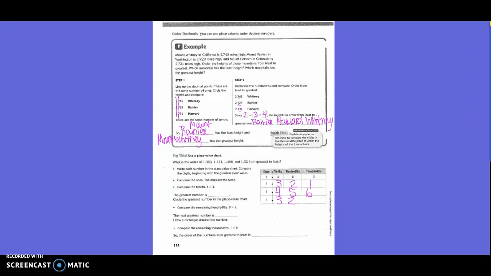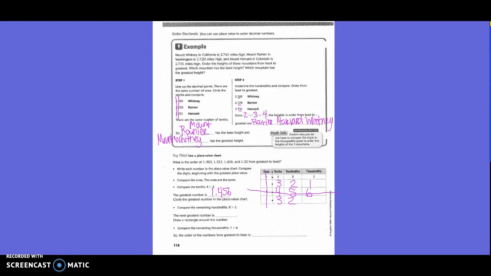Right? Then it says compare the ones. So are any of the ones different? No. So we can go ahead and mark those off. Now, are any of the tenths different? Yes, we have. What's our highest number there? 4. So our greatest number is what? 1 and 456 thousandths, right? So then that technically gets rid of this number because we just said that was the greatest.